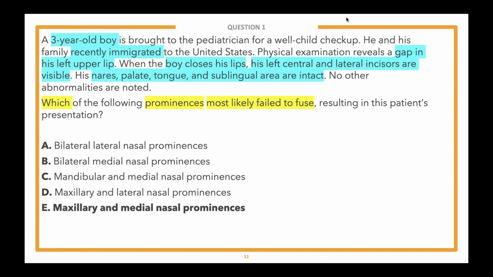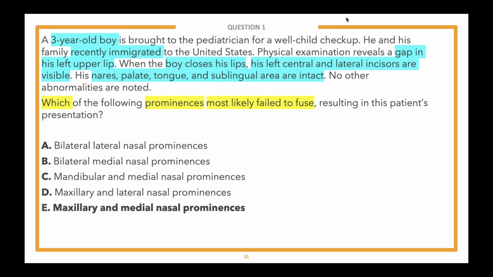So this is a nice question here. They give us some important information. He's got a gap in his left upper lip. When he closes his lips, you can see his left central and lateral incisors. They then tell us that his palate, his sublingual area, tongue, and nares are all intact. So this is definitely pointing towards a diagnosis of cleft lip, a patient with a unilateral gap or split in the lip.